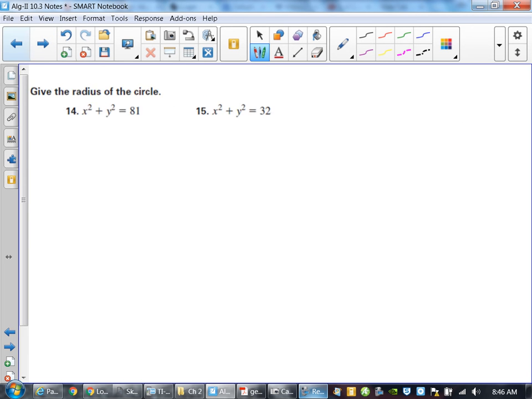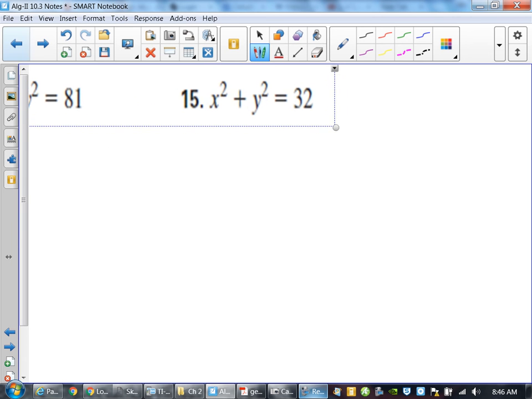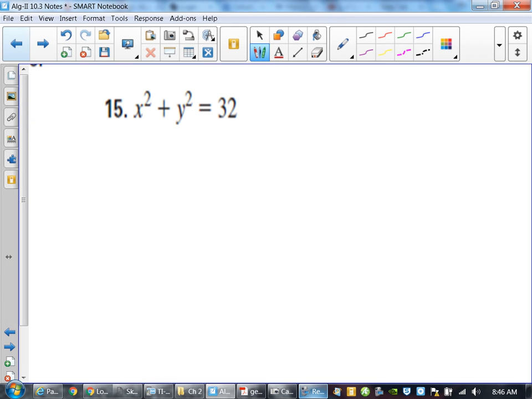Oh, I know. Oh no, I am so afraid. 32 isn't a perfect square. What do I do for my radius? You just find the square root. Just find what it is.